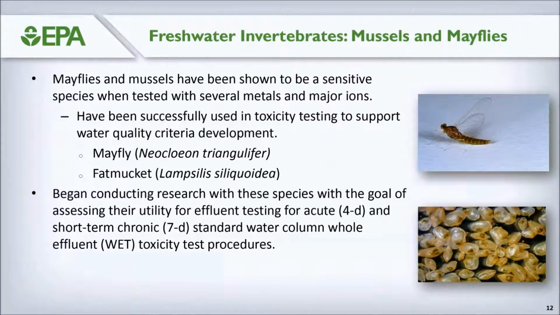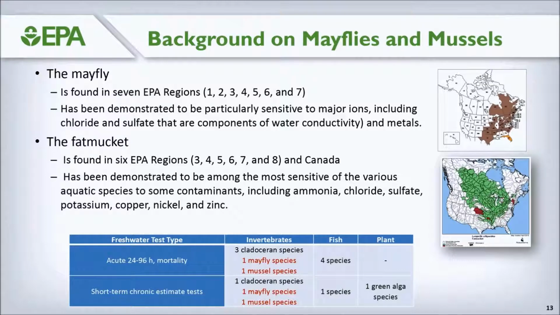So I just want to talk about why we picked these certain mayflies. The mayfly is a parthenogenic species. It's found in a wide distribution in many of our EPA regions, and it's been demonstrated to be particularly sensitive to major ions, chloride and sulfate, which are the components of water conductivity, and to many metals. And with the fat mucket, you see the distribution is broad throughout the U.S. and Canada, and it's been demonstrated to be among the most sensitive of the various species to several of the contaminants listed there.